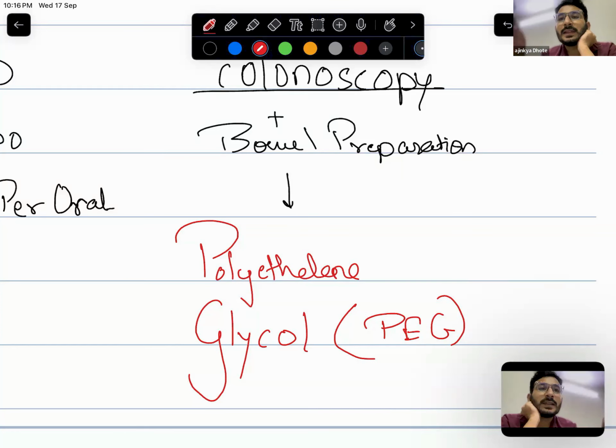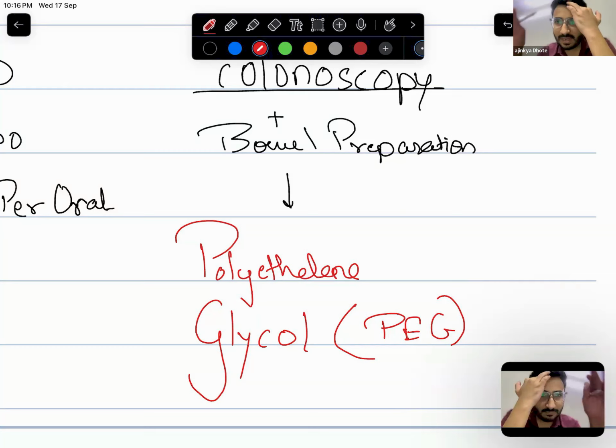That water has this powder, or a liquid, can be anything, and this causes constant diarrhea, or it has a catalytic action that will empty the entire bowel loop or the entire colon, so that the visualization becomes better and risk of injury goes down. So any patient who's planned for a colonoscopy, we have to give bowel prep.